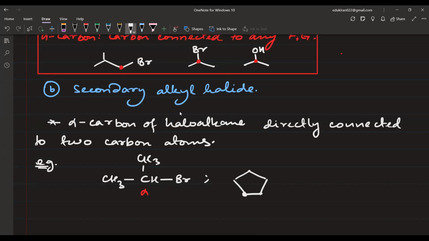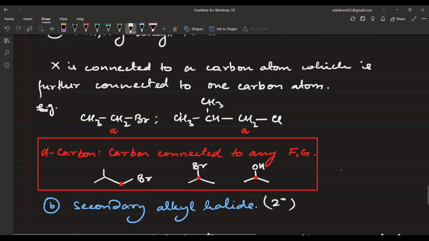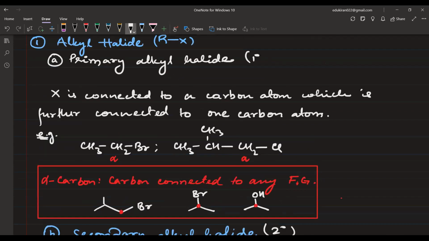So each of these points is one carbon atom. If I have a Br group here like this, then you can see that this is my alpha carbon here, and it is connected to 1 and then 2. Okay, so secondary alkyl halide is known as 2 degree. Okay, primary alkyl halide is known as 1 degree. Remember this.